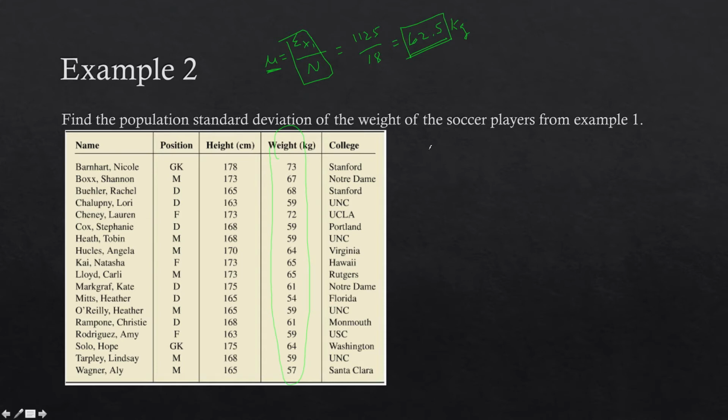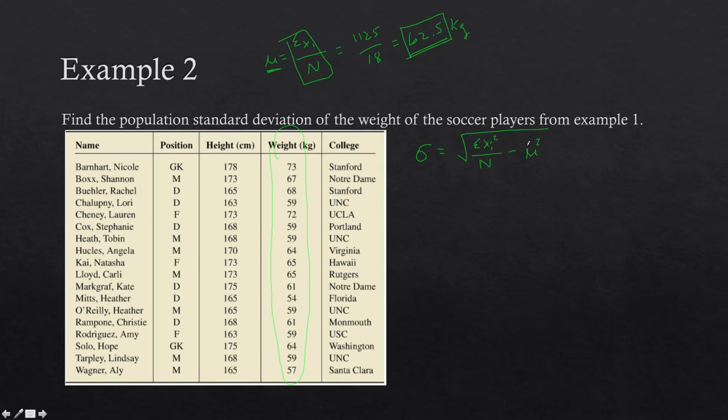So again, I'm going to use the computing formula for standard deviation. That's our sigma. That's not a 6, that's a sigma. And our computing formula for population standard deviation is the square root of the sum of x sub i squared, all over capital N, minus our population mean squared. Okay, this is our computing formula, very nice, an easy way to do it.